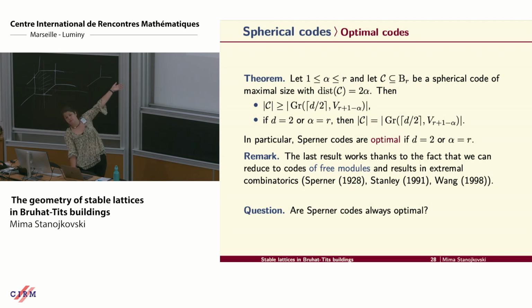So here's a question. I know that these codes are optimal for alpha equal to r and for d equal to 2, but I don't know what happens in general. And I have no idea how to prove this, so here's an open question.